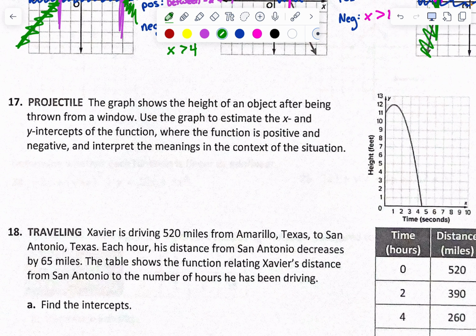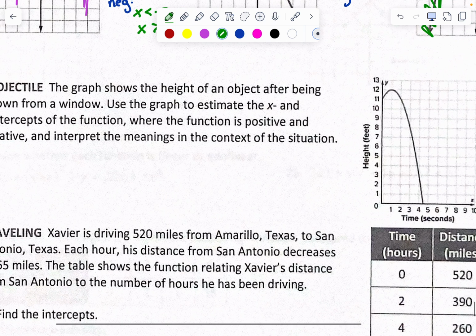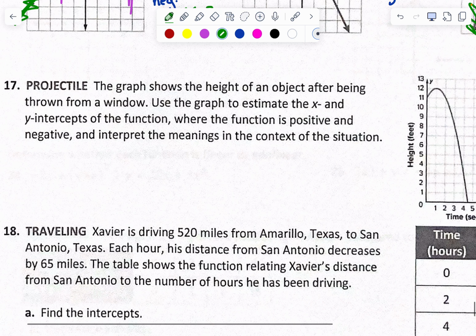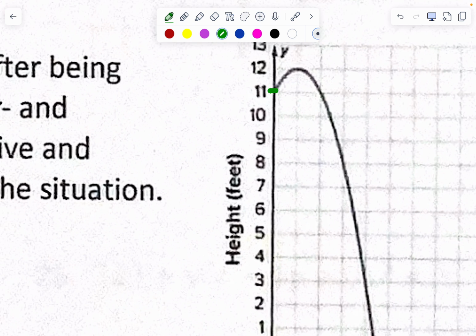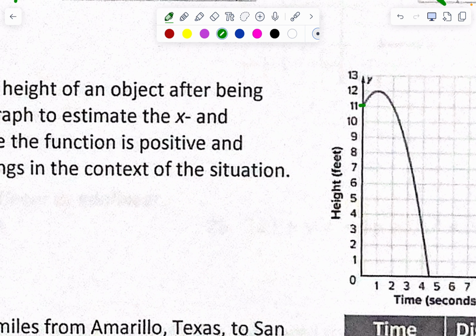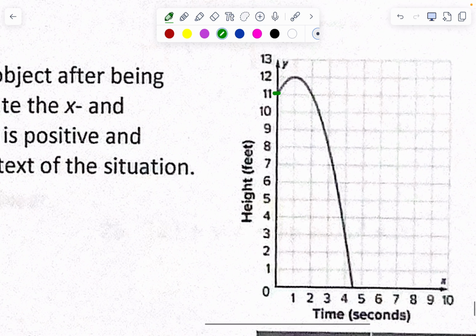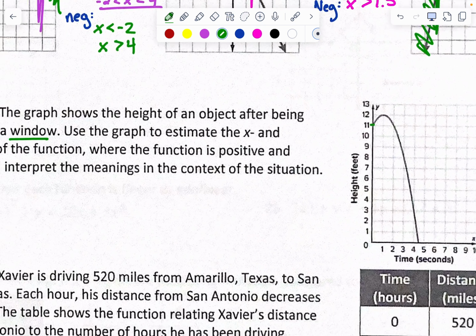Okay. Are we ready for 17? 17 is asking for a projectile. We have something that's being launched out of a window, thrown from a window. So the window is 11 feet in the air. So this might be a 2nd-story building. We're launching it up, and then it's going to come down. How long does it take for this thing to reach the ground? 4.5 seconds. Okay, that's important.